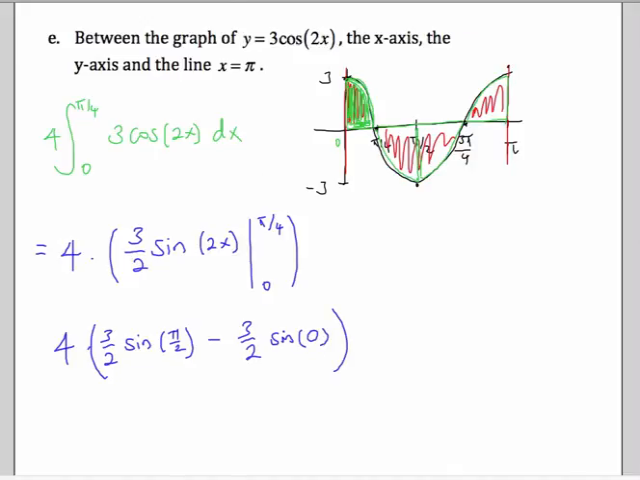And I know the sine of 0 is 0. That's gone. And sine of pi over 2, remember, is 1. And at the end, the answer is going to be 4 times 3 over 2, which is 6. Okay, so the area between the curve and the x-axis from 0 to pi is going to be 6.